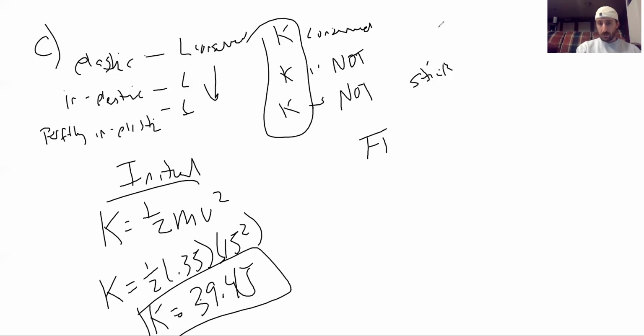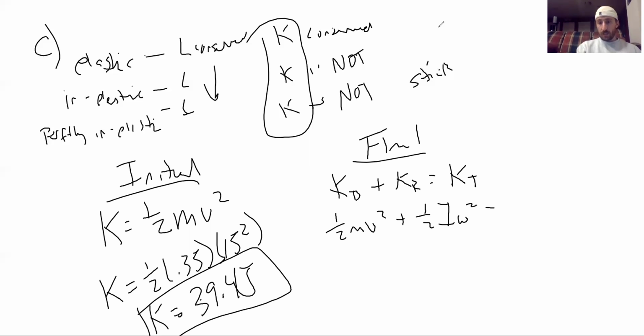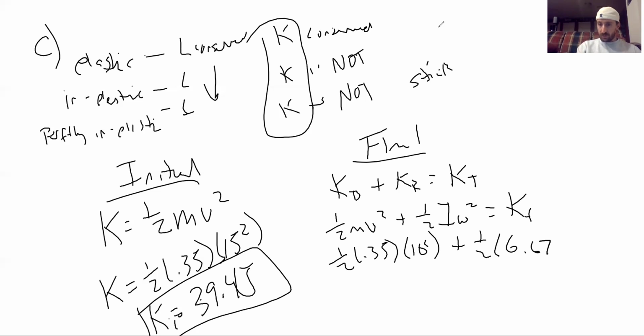All right, final. You have the ball and the rod, so kinetic energy of the ball plus kinetic energy of the rod equals kinetic energy final. The ball is going to be 1/2 m v squared plus 1/2 I omega squared, and that's going to be the kinetic energy final. What was the velocity? It's negative 10. It doesn't matter, negative squared, plus 1/2 times 6.67 times omega, which we got to be 1.97 squared. Kinetic energy final is going to equal 30.4.